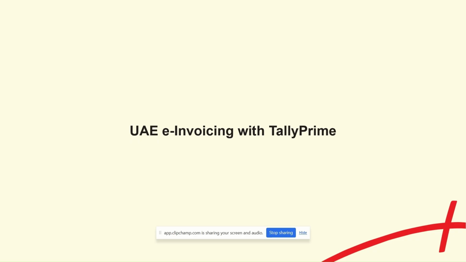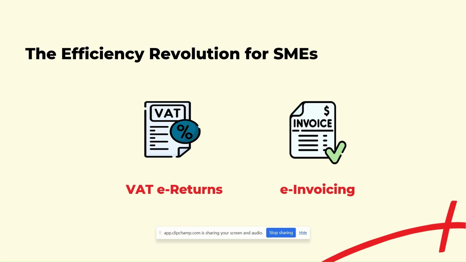So let me take you to the next important point. As you know, in Tally, we have already provided the e-VAT return. I don't know how many of you have used it. This was the first step of integrating Tally with the FTA portal. As part of that, you can file your VAT from Tally, and it directly gets updated in the FTA portal. The next step is e-invoicing. This is the second revolution which we are bringing for small and medium businesses and large companies.